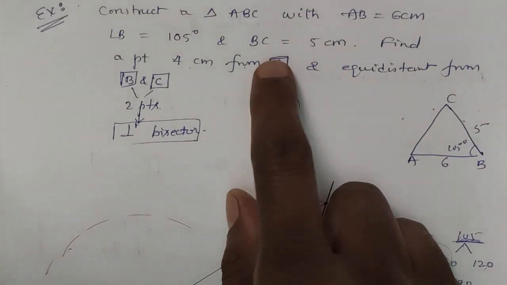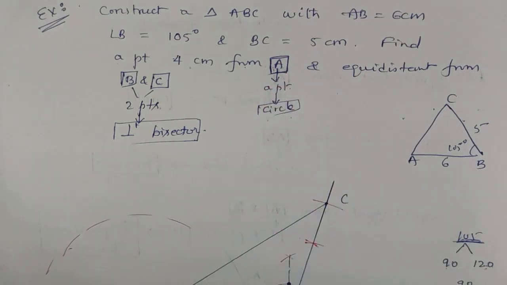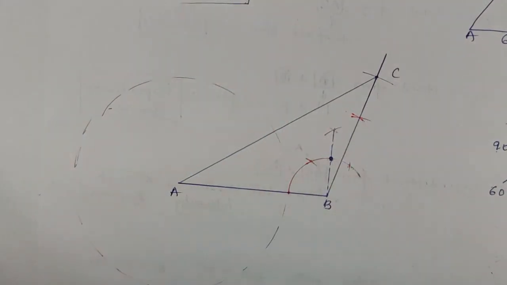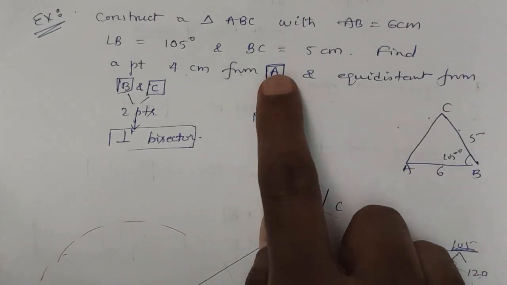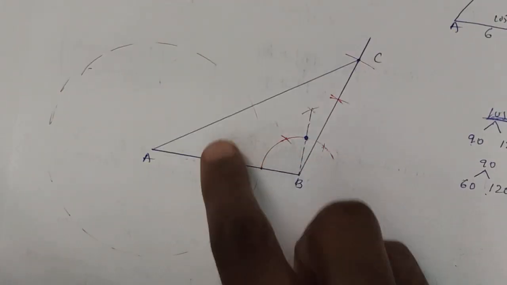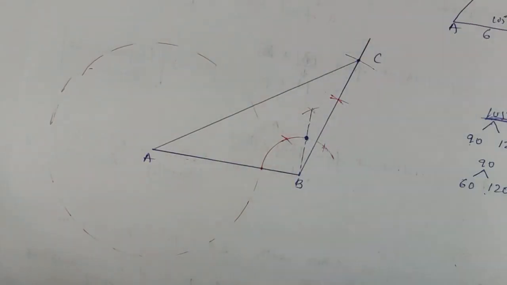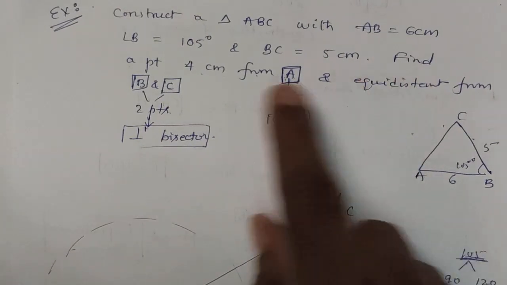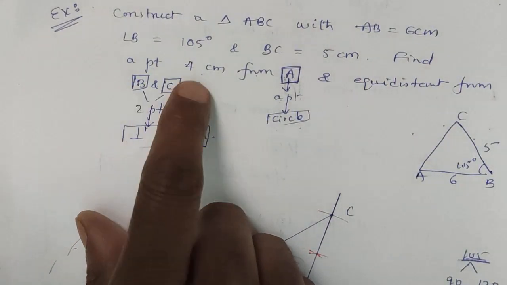From A, 4 centimeter circle. Because A is a point, for a point the locus is always a circle. 4 centimeter circle around A. If it is given as from B, that means from B a 4 centimeter circle. If it is from C, C is 4 centimeter. Next is which condition? B and C. B and C means 2 points.